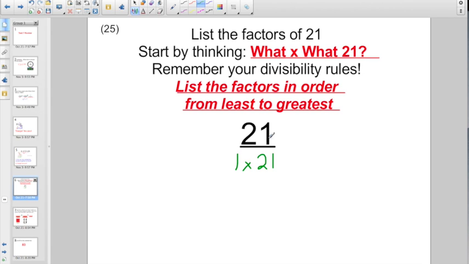Does it end in 0? No, it does not, so I don't have to worry about 10. But there is other factors. Do you see them? It is 3 times 7.